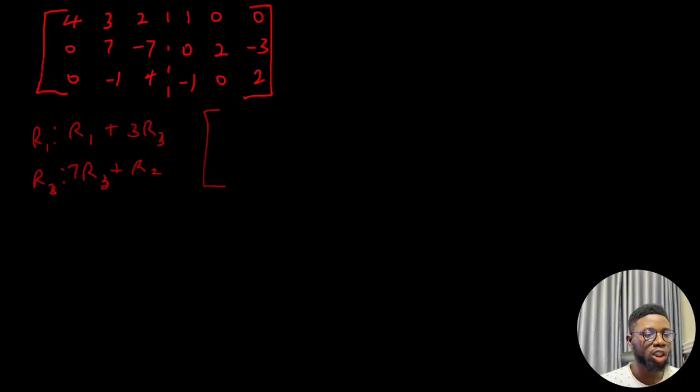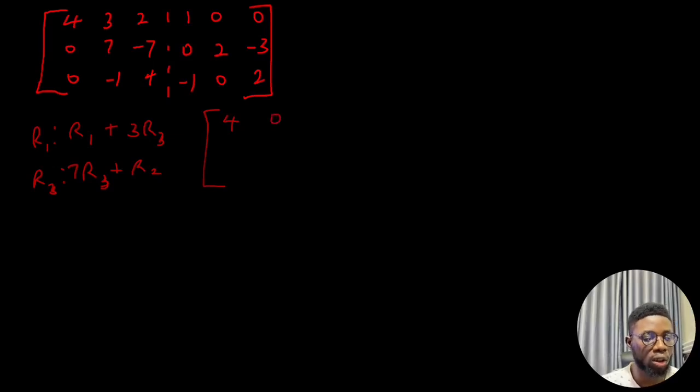Row 1 will definitely change. Row 2 is not changing. Row 3 is changing as well. So let's perform the operation. So we have row 1, which is 4, plus 3 times row 3. The element there is 0, so I don't really need to bother that much. That will still be 4 here. Then we have 3, which is the element here. So we have 3 plus 3 times -1. So we already know that will give us 0. Absolutely. So that will be 0.